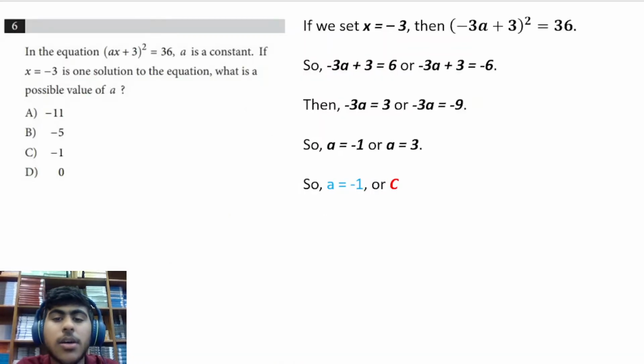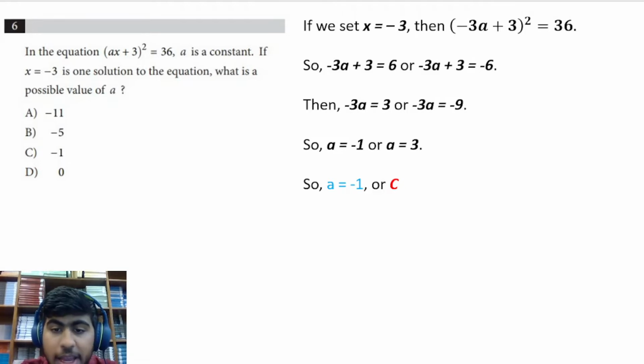If we set x equals negative 3, then we get (negative 3a plus 3) squared is 36. So we take the square root with the positive and the negative. We get that minus 3a plus 3 equals 6, or minus 3a plus 3 equals negative 6. And we subtract the 3, negative 3a equals 3, or negative 3a equals negative 9. When we divide the negative 3 out, we get that a is negative 1, or a is 3.